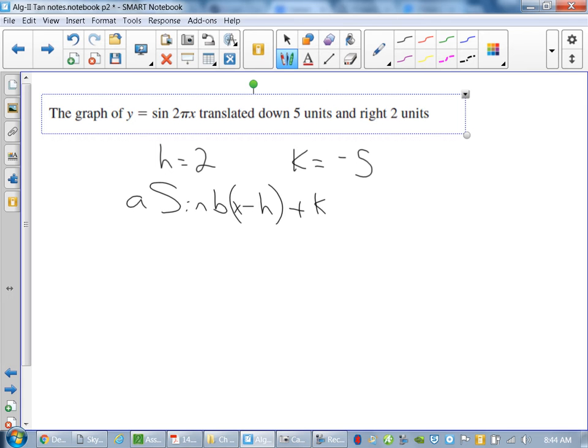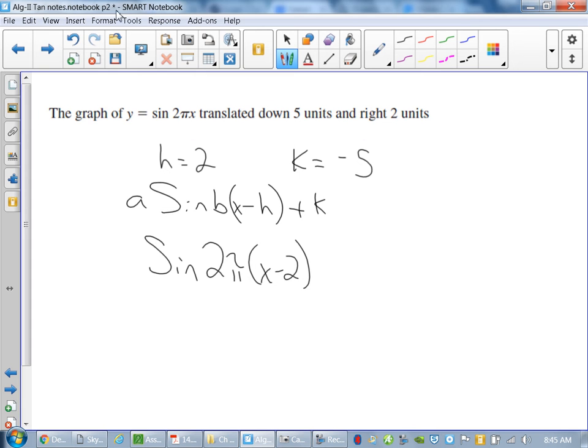And then you fill in the blanks. So we already know that our a value is 1. We know our b value is 2 pi. And then we just have to move in the h and the k. So you get sine 2 pi x minus 2, minus 5.